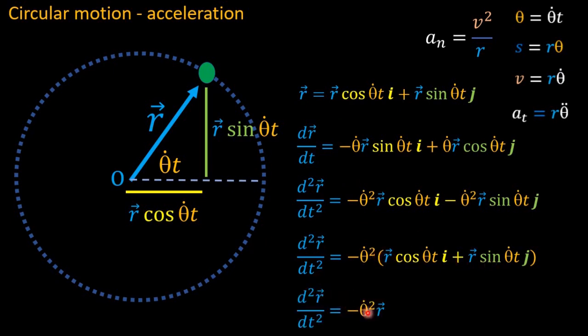Okay, so I've got this minus sign there, and that minus sign is telling us that the normal acceleration is pointing towards the center. So that means I can say a sub n, our normal acceleration or centripetal acceleration, equals minus theta dot squared times r. And the magnitude of this is going to be equal to v squared over r.